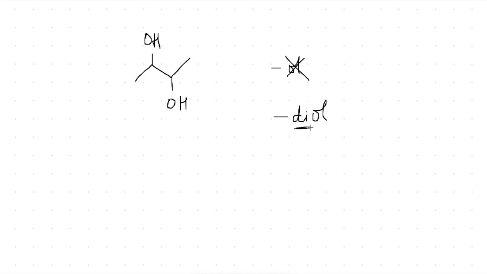Again, di because it's 2. If it was 3, you would put tri, and so on. Numbering this from right to left or left to right won't make a difference because the alcohol groups will always fall on carbons 2 and 3.